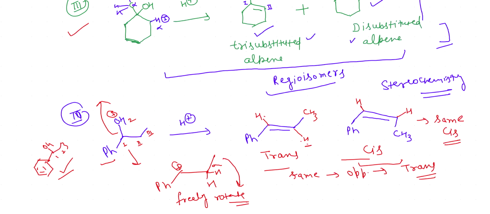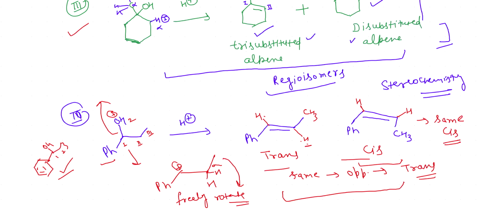Clear? So these two are known as stereoisomers. Why stereoisomers? Because the spatial arrangement of atoms around these two centers in both molecules is different. So that's why these are called stereoisomers.